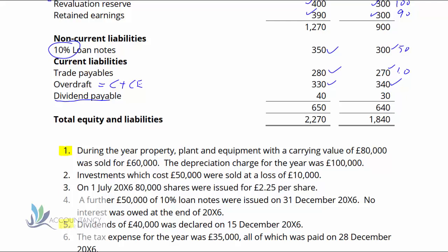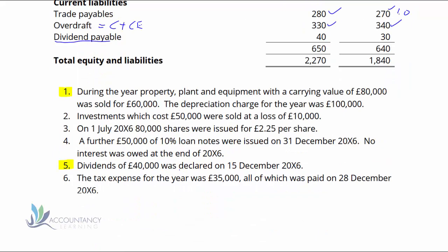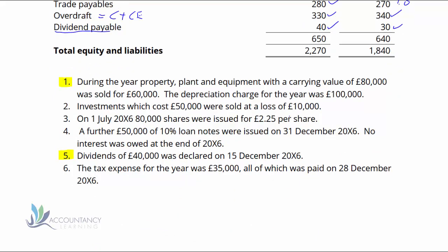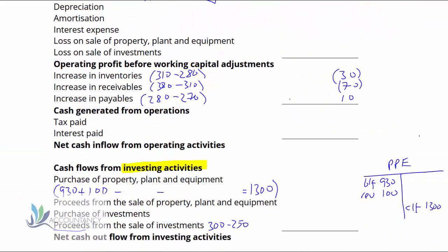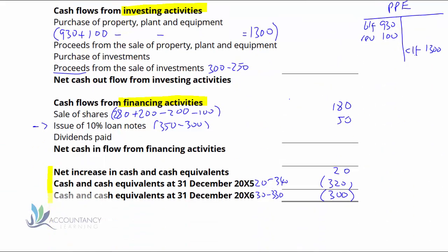So we've got our dividend payable, and we can see that there's an increase of 10 here. We've got an opening balance of 30 and a closing balance of 40. Let's put that in our workings. There's a space for dividend paid in our financing activities. We know that we've got a payable at the beginning of the year of 30. That's going to increase with the dividends declared for the year, and it's going to decrease with the cash that we paid.